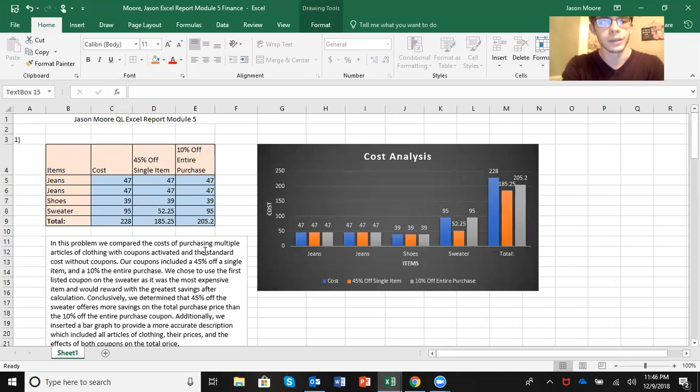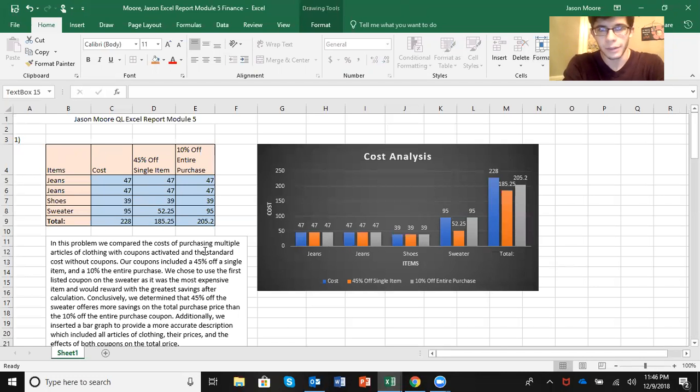With that, we're also used to calculate the effect that certain coupons have on the prices listed, one of which is a 45% off of a single item. So we applied that coupon to the sweater as it was the most expensive item, and that dropped it almost in half, and it dropped the total cost of the entire transaction to $185.25. And with our next coupon, it was 10% off the entire purchase, and with that, it dropped the total cost down to $205.20.